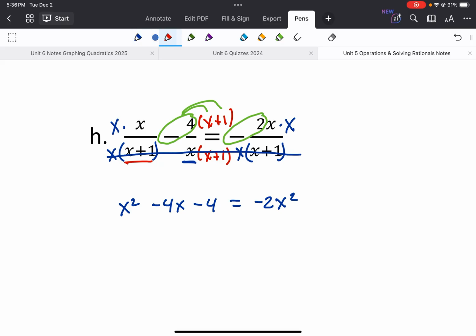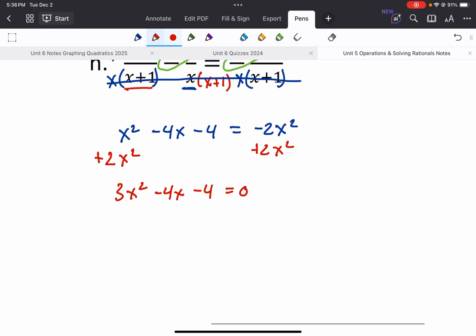All right, get everything on one side, so we do need to add 2x squared to both sides. So that'll give us 3x squared minus 4x minus 4 equals 0. So it's probably been a while since you've seen this, but a isn't 1, so the leading term isn't 1, it's 3. So for this example, we need to factor using a box, or factor by grouping. So we need to still know what multiplies to negative 12 and adds to 4.